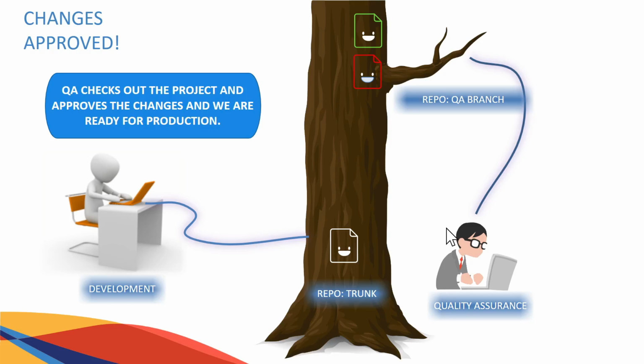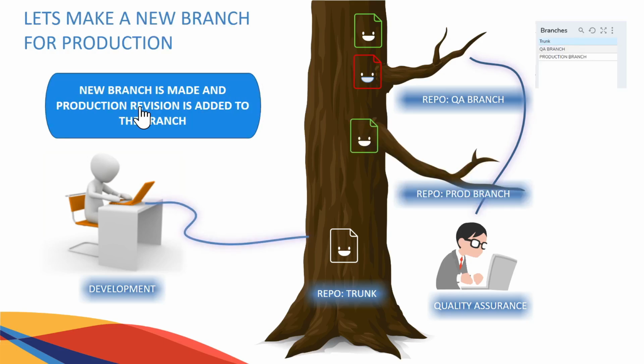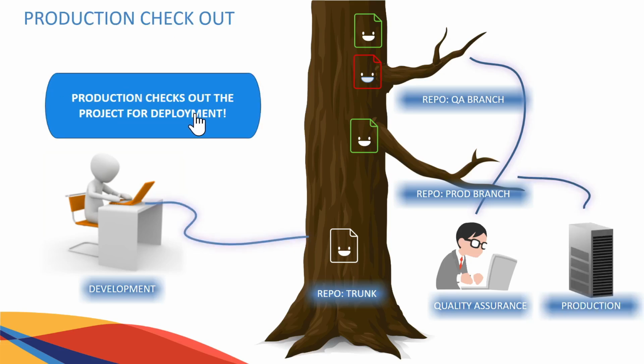If quality assurance thinks everything is good, we are ready to move our project to production. We can cut a new branch for just production to keep things isolated and to keep ourselves organized. Once that working file is on production, it can then be checked out by your production server.